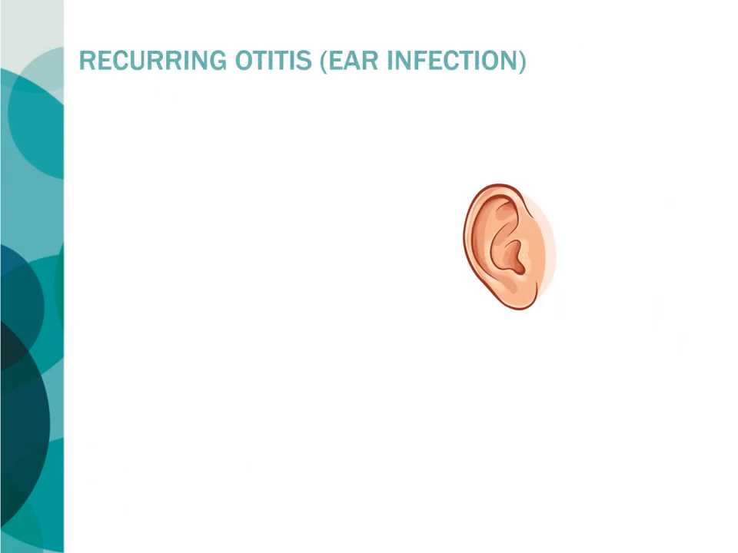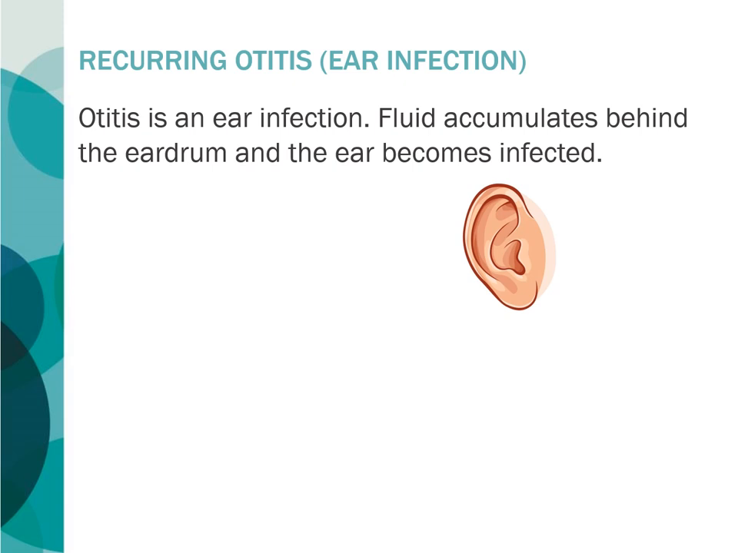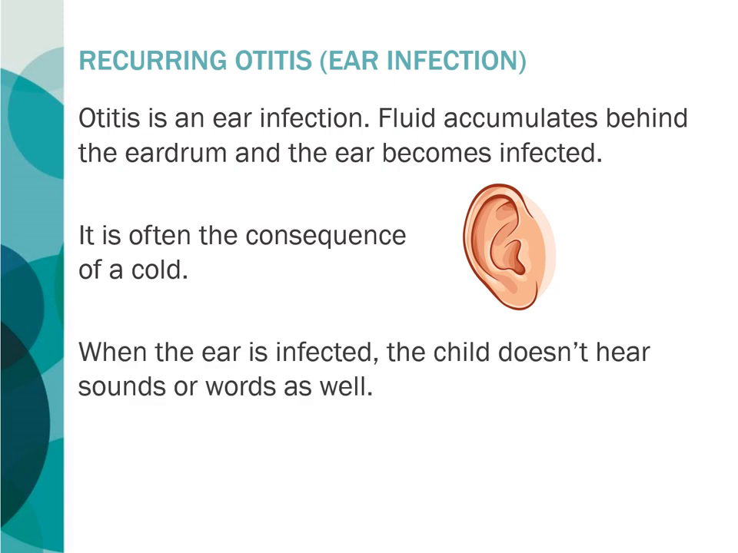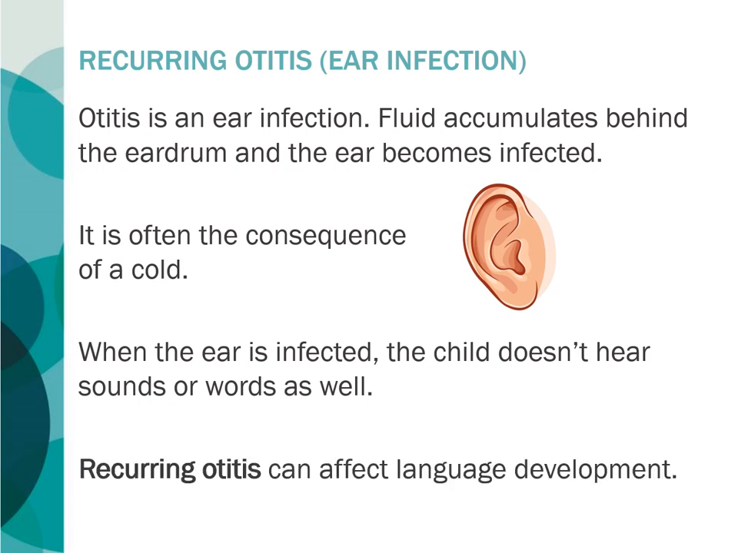Let's first discuss recurring otitis. Otitis is an ear infection. Fluid accumulates behind the eardrum and the ear becomes infected. It is often the consequence of a cold. When the ear is infected, the child doesn't hear sounds or words as well. Recurring otitis can thus affect language development.